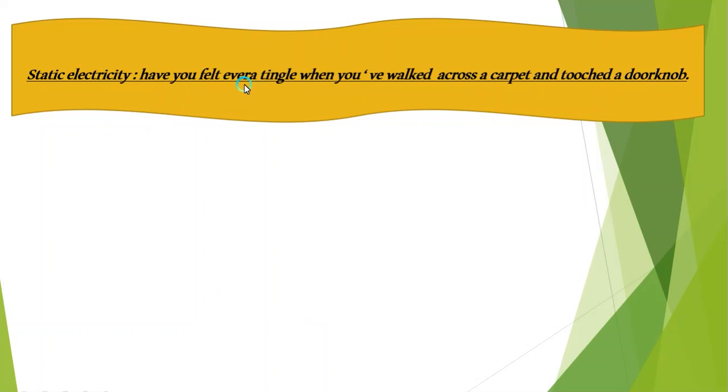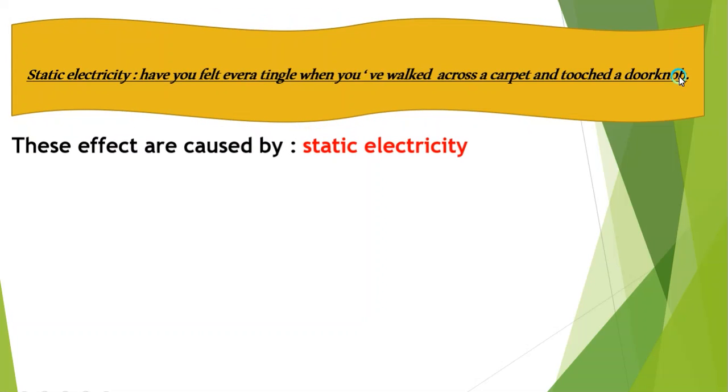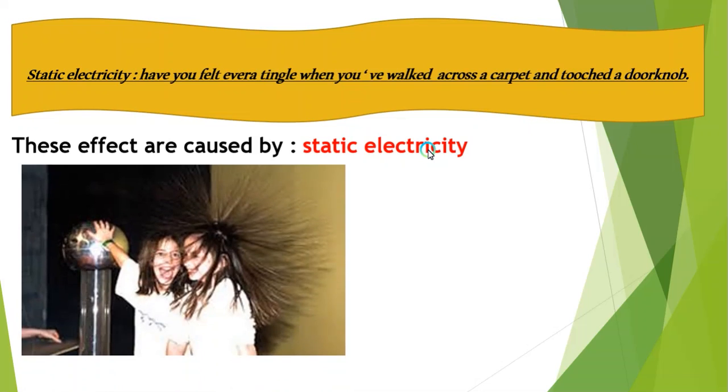Have you ever felt a tingle when you have walked across a carpet or touched a doorknob? Yes, this is the effect of static electricity. Sometimes when you're touching a car, the door of the car will shock you. So this one is static electricity too. After that, look, this device is called the Van de Graaff generator. When it is touched by anyone, look at the hair.